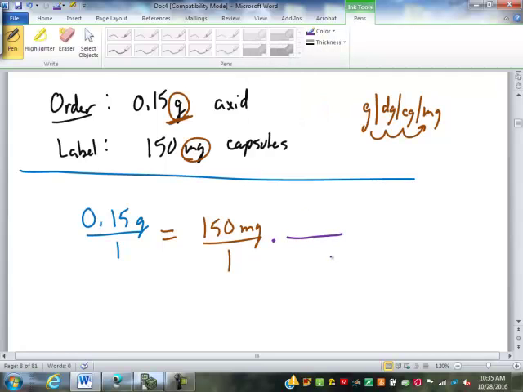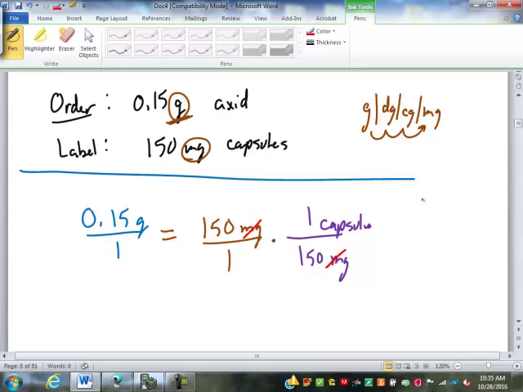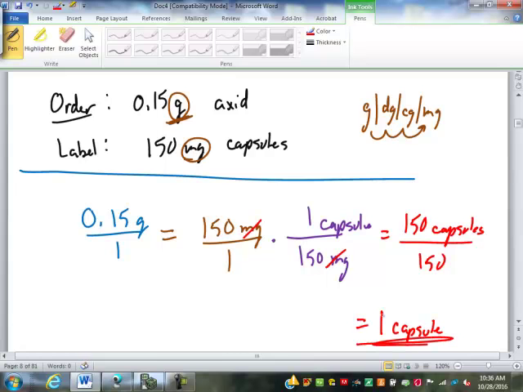Now we can go ahead and keep going. What's carrying our milligrams, or 150 milligrams in this case, is a capsule. 1 capsule. So the milligrams divide out. We've got 150 capsules over 1 times 150 is 150. And that, of course, divides out to 1 capsule. So the issue there was just converting the grams to milligrams, pretty much.